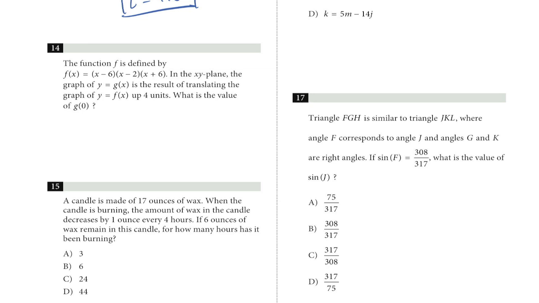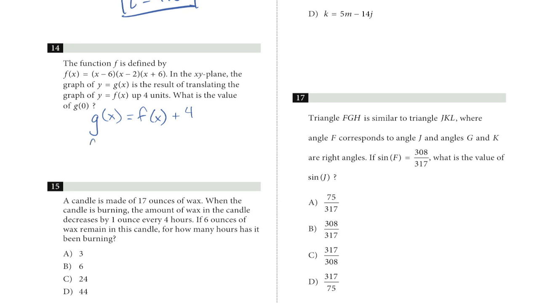They're just telling us that g of x is going to be f of x, but moved up 4. So when we're translating functions up and down, all we have to do is add or subtract at the end of that function. If I'm moving up 4, I'm just going to do plus 4. If I was moving down 4, I would do minus 4. If we were translating horizontally, that'd be a different thing. We do it in the parentheses.